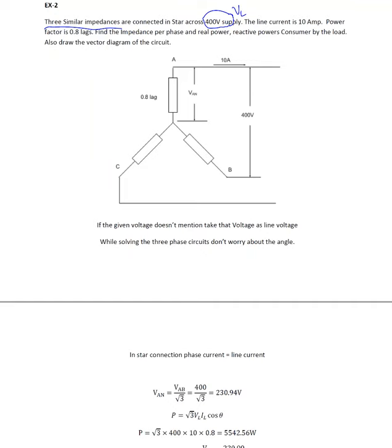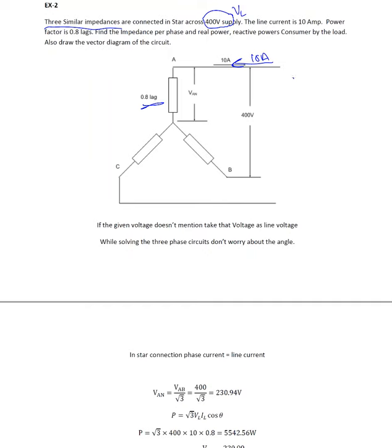The line current is 10 amperes. I think I indicated the arrow going out, but in reality it is taking 10 amperes of current. Power factor is 0.8 lagging, so the power factor of each phase is given. Find the impedance per phase and the real power and reactive power consumed by the load. Also draw the vector diagram of the circuit.